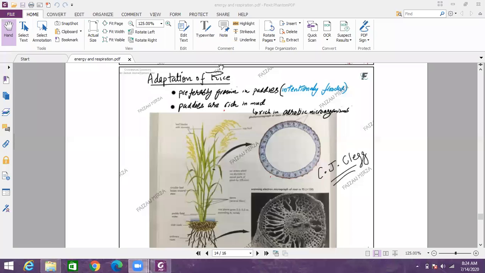Okay. So, what are we discussing? Basically, we are discussing adaptations of rice. This is the last topic.